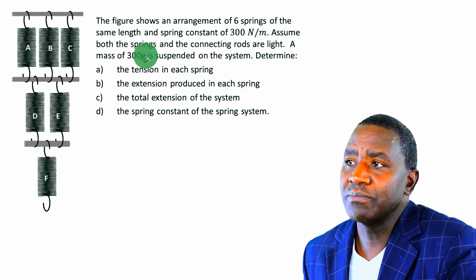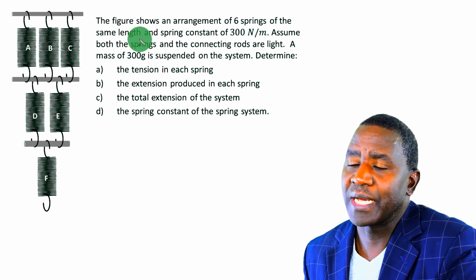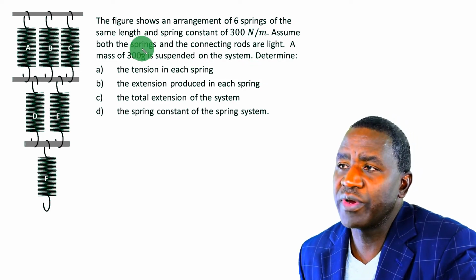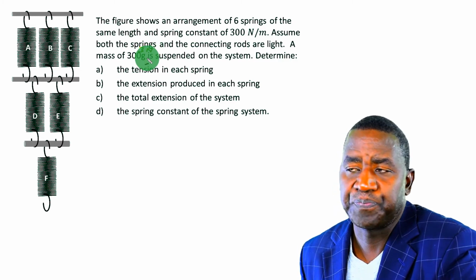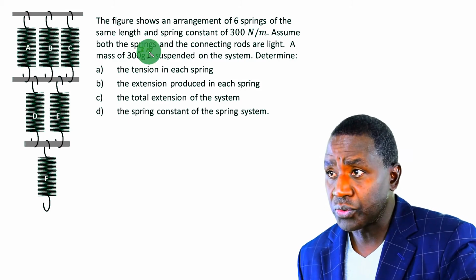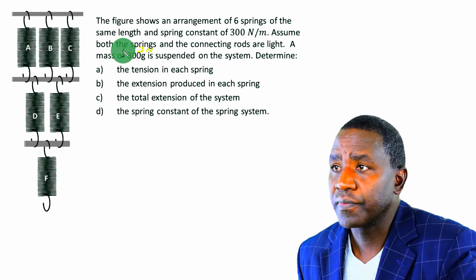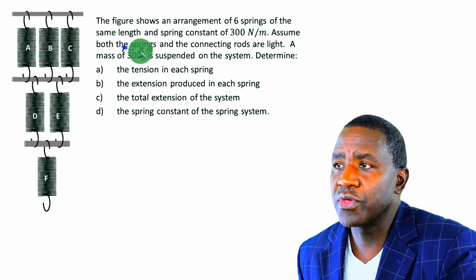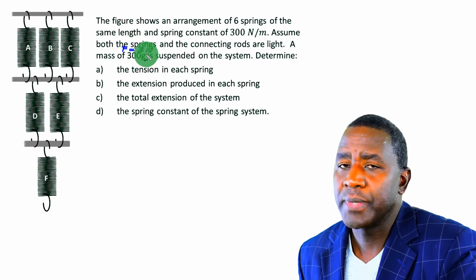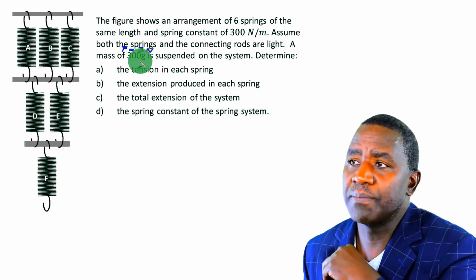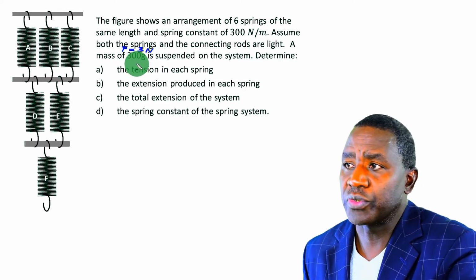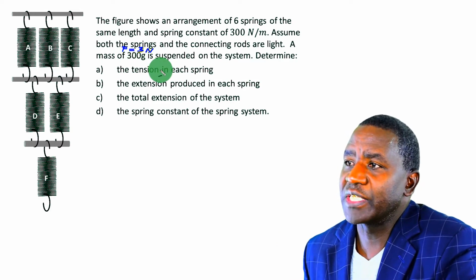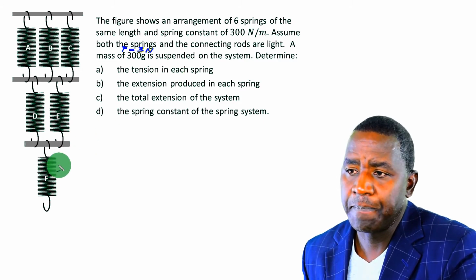A mass of 300 grams is suspended on the system. And at this point, I want you to know that 300 grams is the same as 3 newtons. Let me change the color to blue. So the force acting is 3 newtons. I'm using a very simple conversion: 100 grams is equivalent to 1 newton. Determine the tension in each spring.